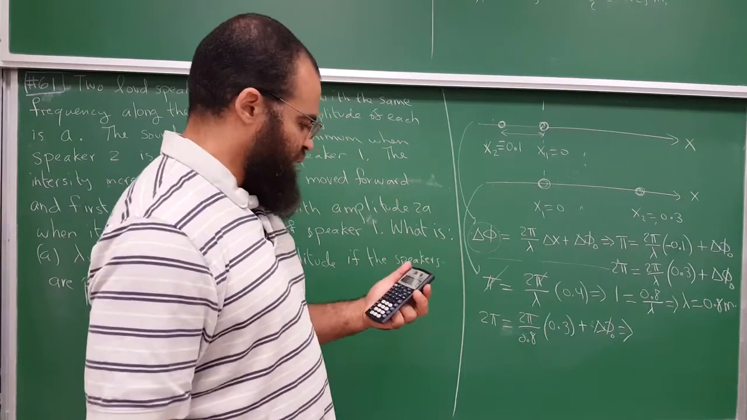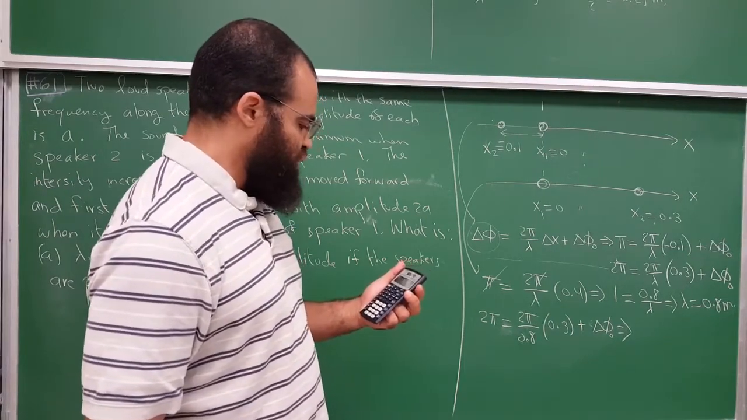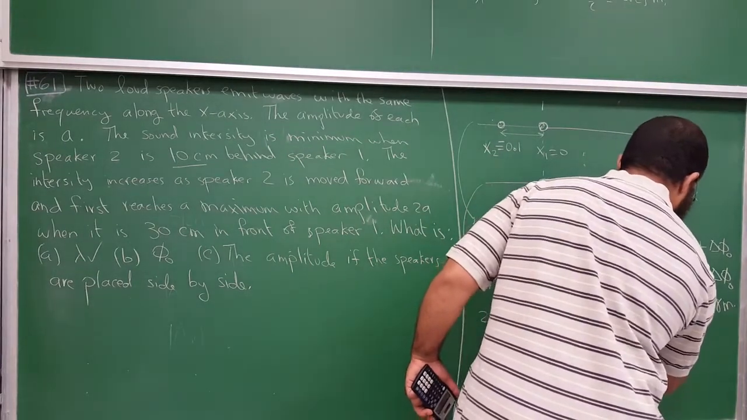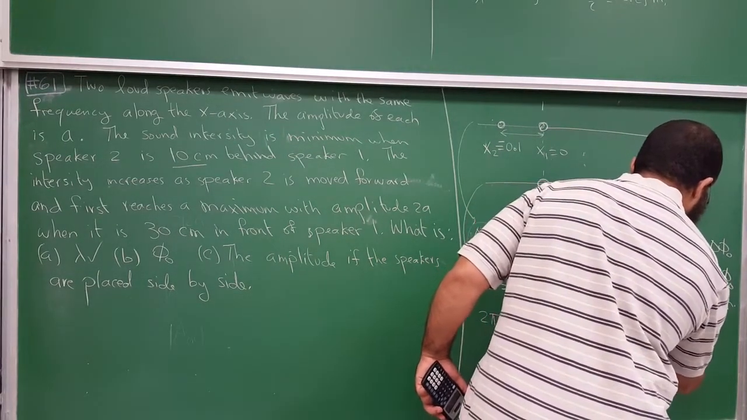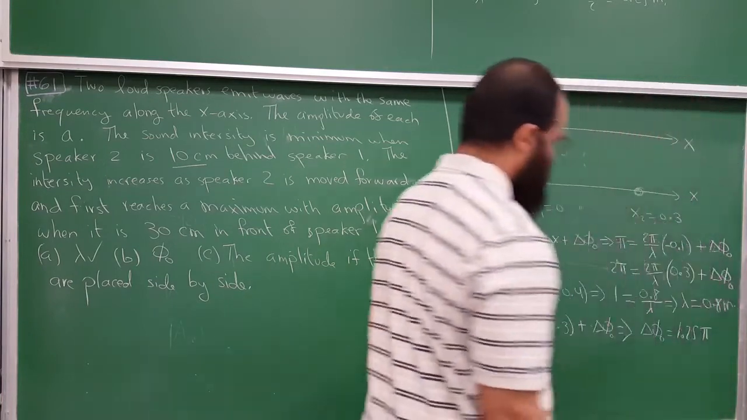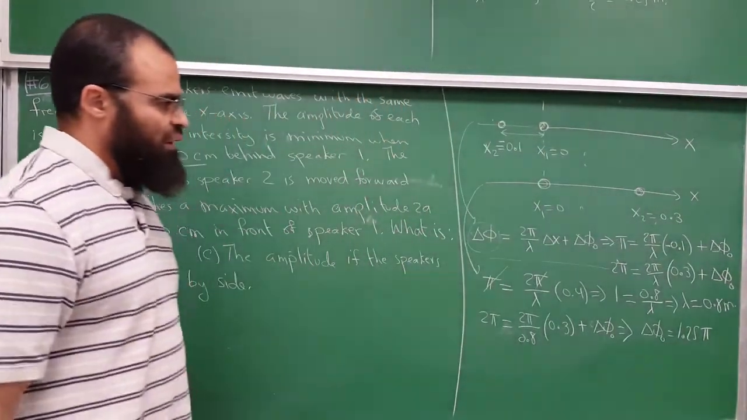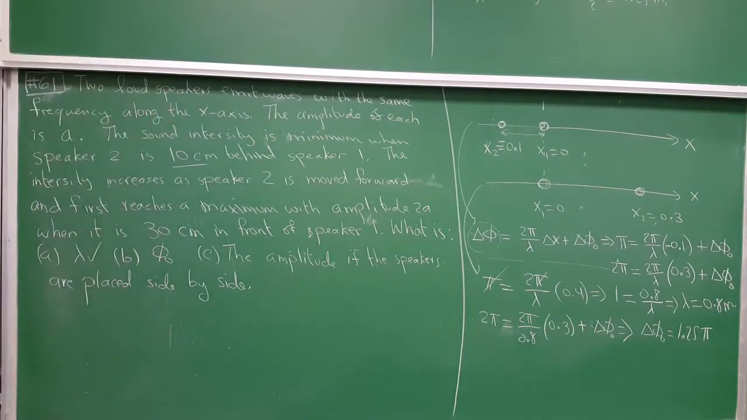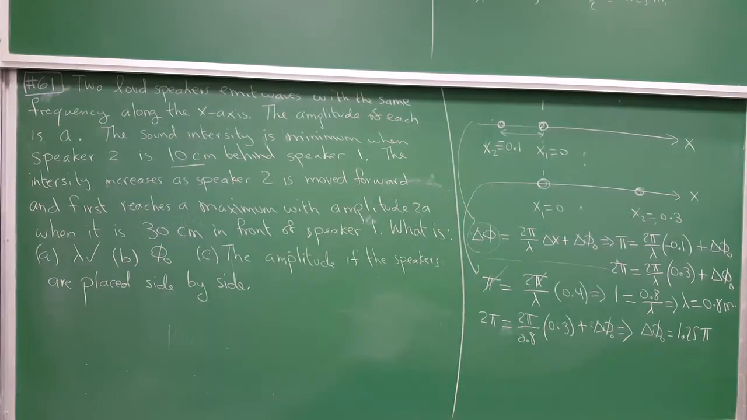That gives me 1.25 pi. So delta phi 0 will give me 1.25 pi. So that is delta phi 0. Yeah, it is recording. All right, so that will be our phi, and it's 1.25 pi.